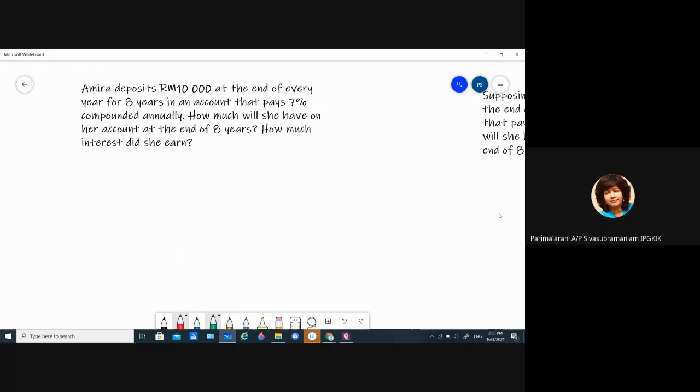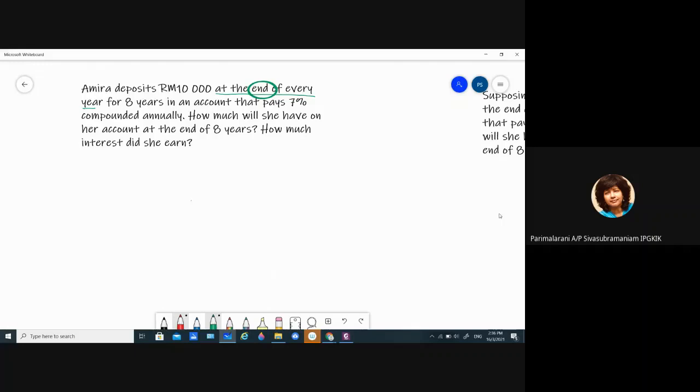The first thing that we need to do is determine if this is an ordinary annuity or some other annuity. How do we know what kind of annuity this is? Which are the keywords here? It is the phrase at the end of every year. When you see the word end here, it tells you that this is an ordinary annuity.